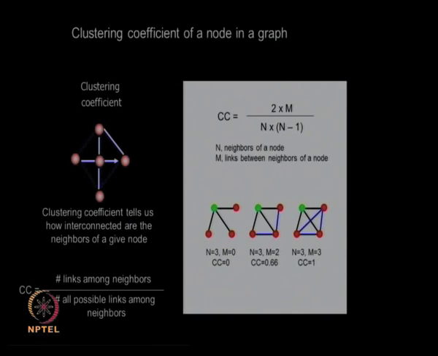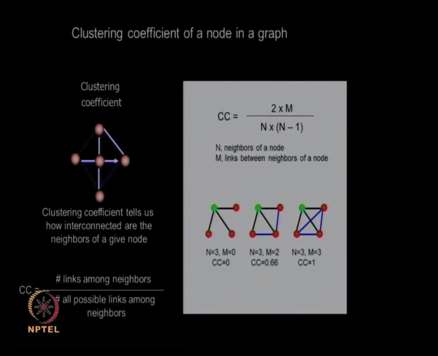Let us look at the second toy network. In the second toy network, the fluorescent node has a clustering coefficient of 2 upon 3. In the third case, the clustering coefficient of the fluorescent node is 3 upon 3, which is completely connected. So, the clustering coefficient is equal to 1.